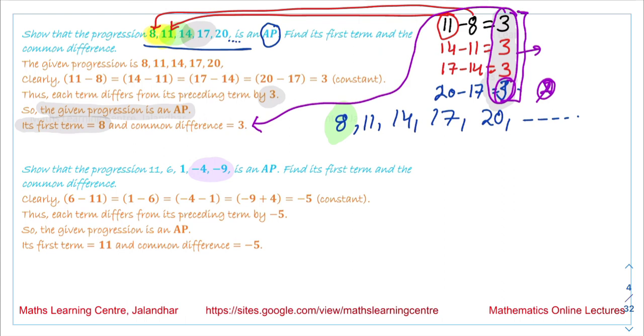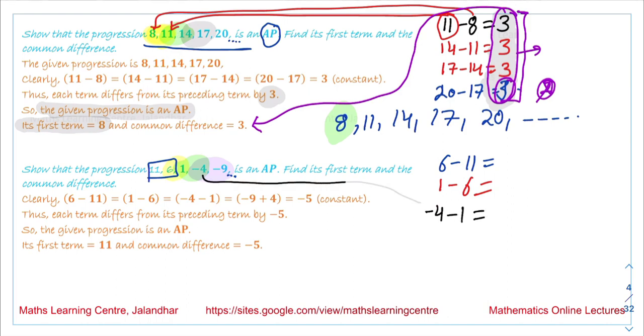Next, this sequence is given to us and we have to prove this is an AP. We have to find the first term and the common difference. So again we are talking about the terms over here. Suppose I am talking about these two terms, so it is 6 minus 11. We are calculating the common difference for these two terms if it is an AP. The next two terms are 6 and 1, so we are talking about 1 minus 6. Next we are talking about the two terms minus 4 and 1. We are subtracting minus 4 from 1.